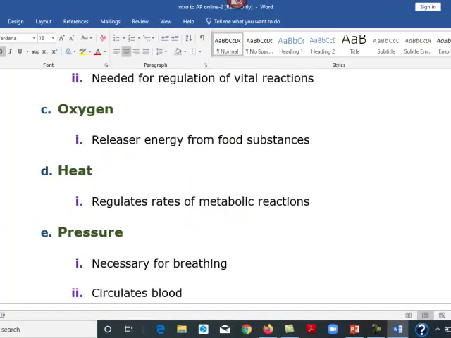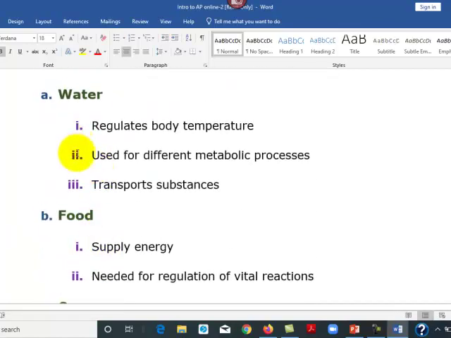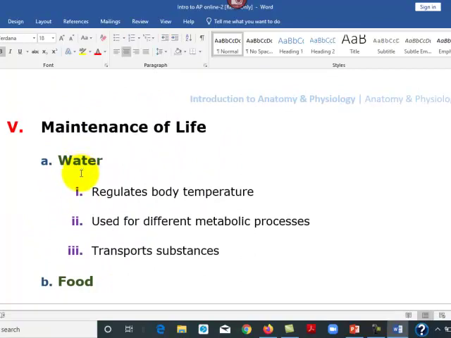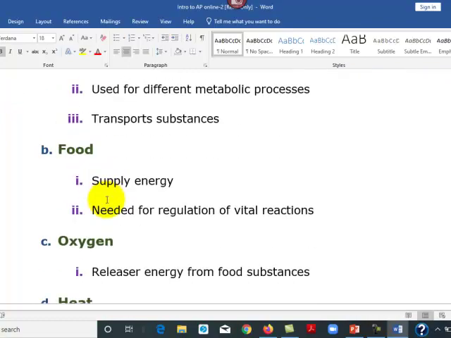Okay, heat regulates rates of metabolic reactions. Yeah, body heat, body temperature, got to have a certain amount of that. And then pressure. You need pressure for breathing. We have to have pressure to get oxygen down in our lungs from the atmosphere. And you have to have a certain amount of blood pressure to circulate blood. All right, so these 5 things, and there is a review for each exam, but you got to have these things to sustain life.